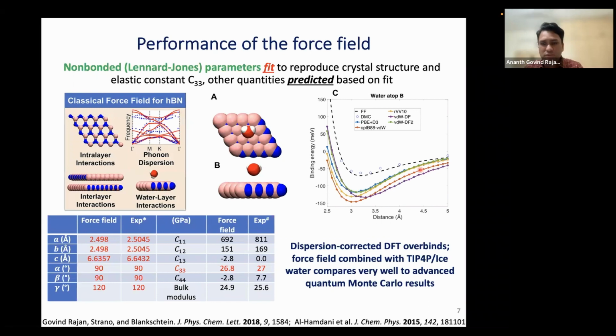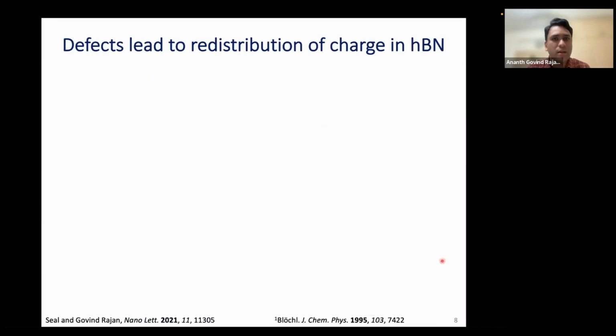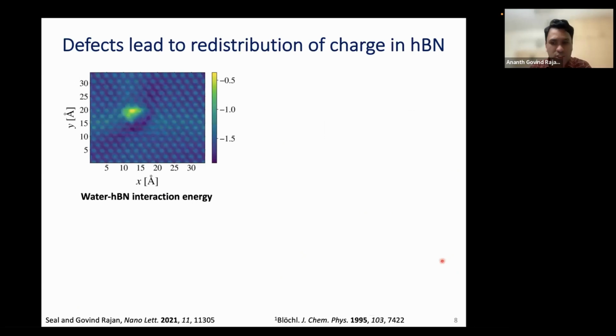The other advantage of this TIP4P/Ice model, particularly for predicting the contact angle, is that we found it can predict the surface tension of water in very good agreement with the experimental value, right? Now, the first thing to keep in mind is that defects lead to redistribution of charge inside the boron nitride layer. This is the interaction energy you can see.